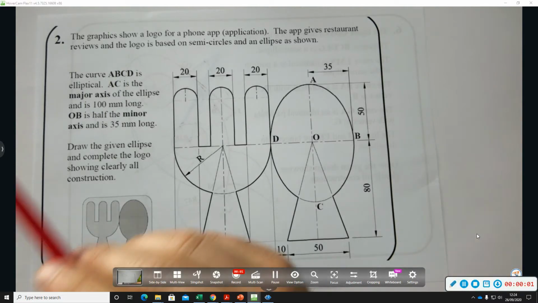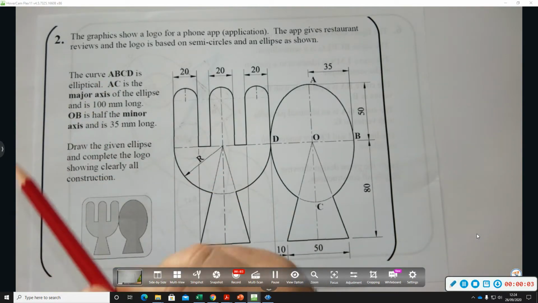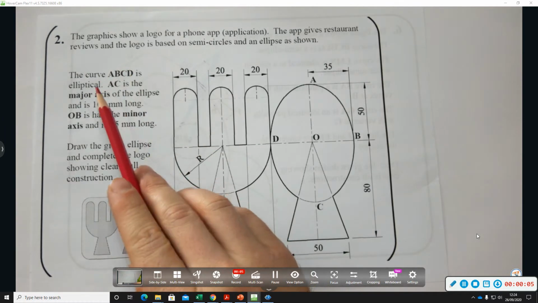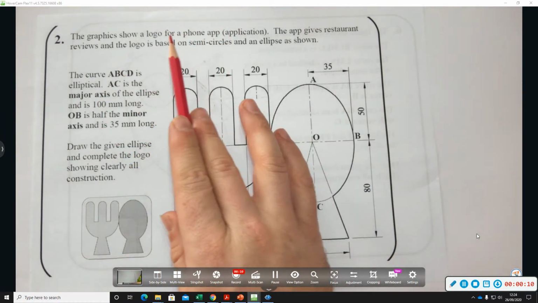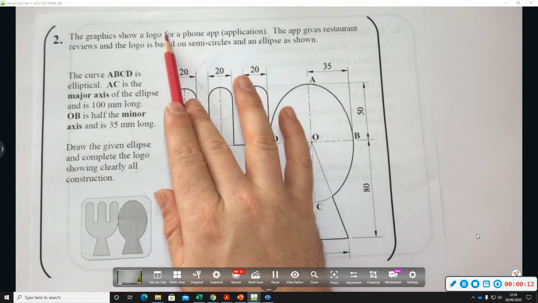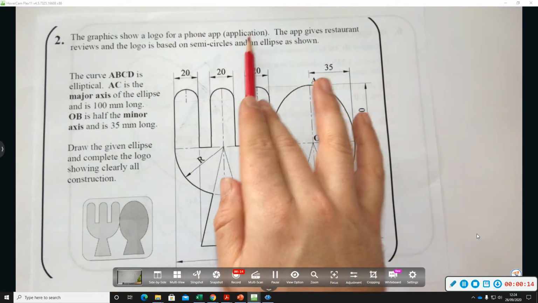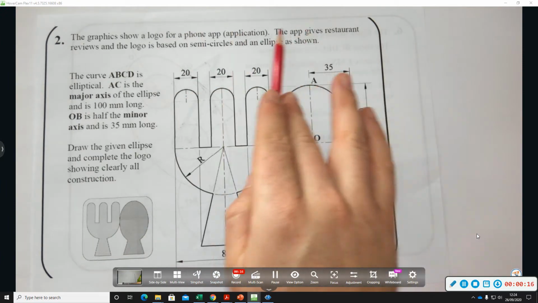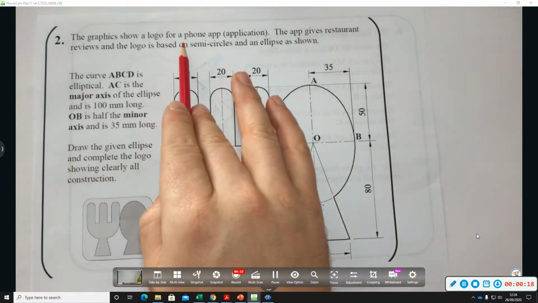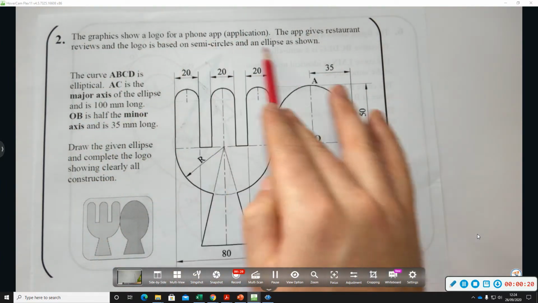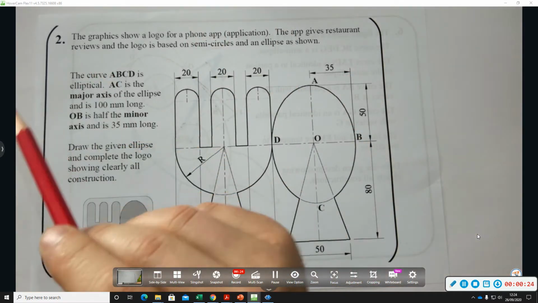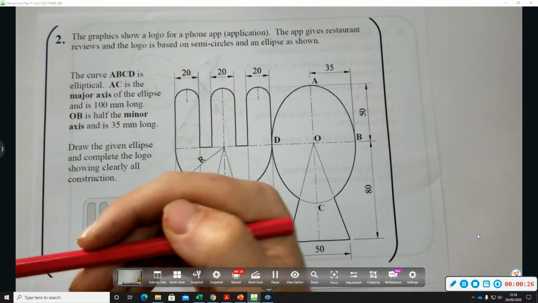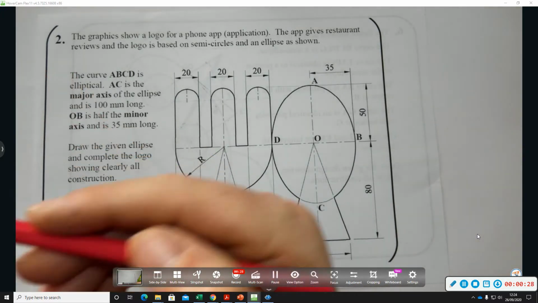So welcome to the 2013 Section B question 2 of the Ordinary Level Tech Graphics exam. The graphic shows the logo for a phone app, an application. The app gives restaurant reviews, and the logo is based on semicircles and an ellipse. Before we start drawing, we'll analyse the problem. We'll sketch out what we know, or think about what we know.